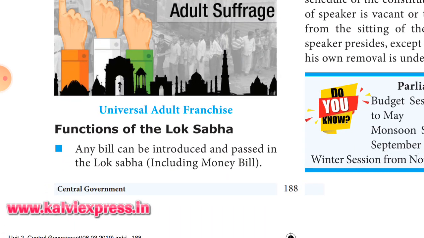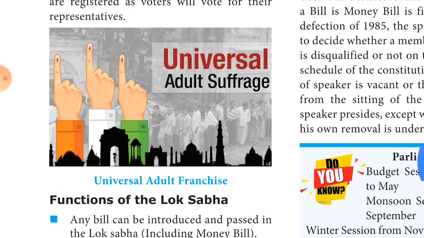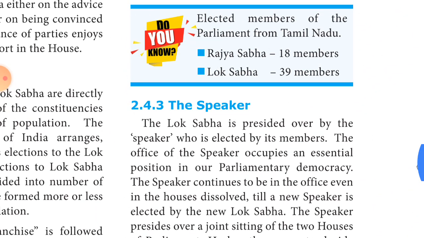Next one, what are the functions of the Lok Sabha? What are the functions they are doing? Any bill can be introduced and passed in the Lok Sabha, including a money bill. But in the Rajya Sabha, a money bill is never introduced. But here, all kinds of bills are introduced in the Lok Sabha and any bill can be passed in the Lok Sabha. This is the first function of the Lok Sabha.